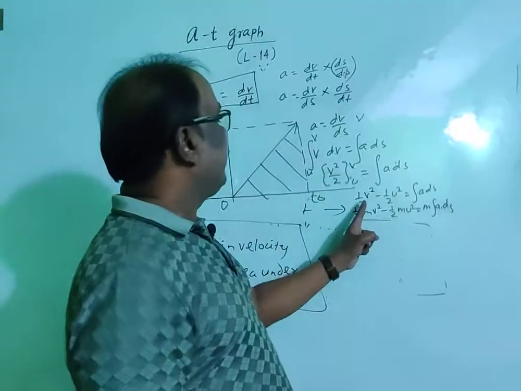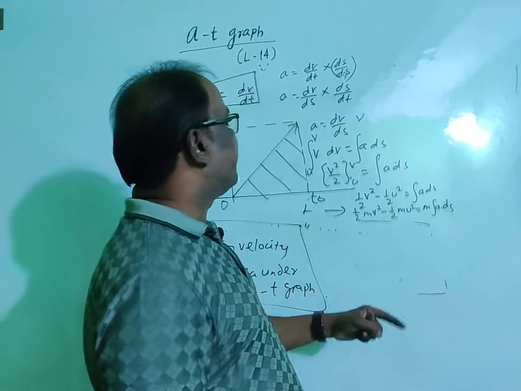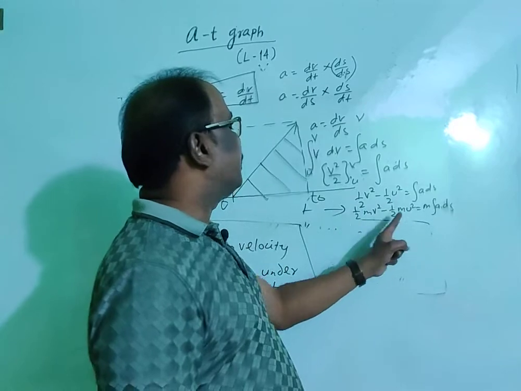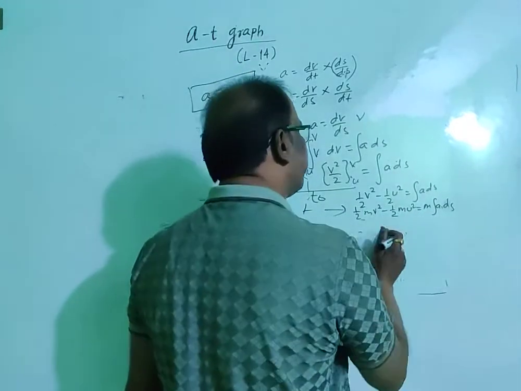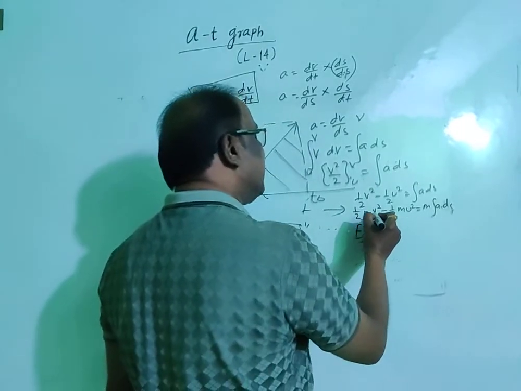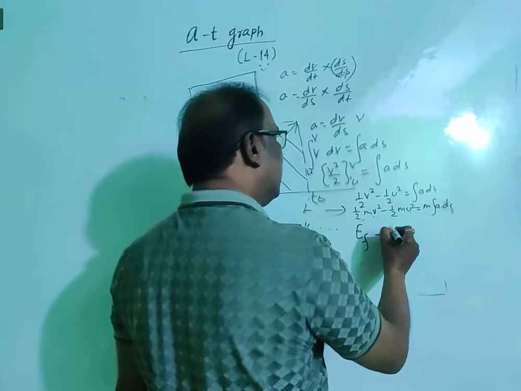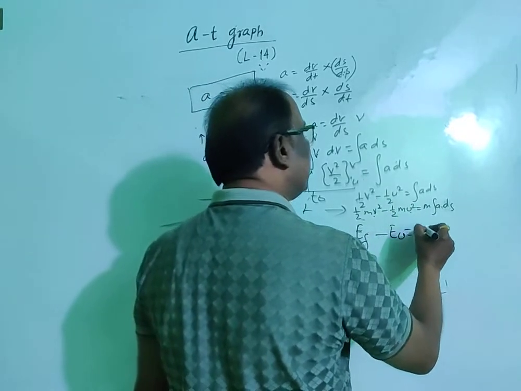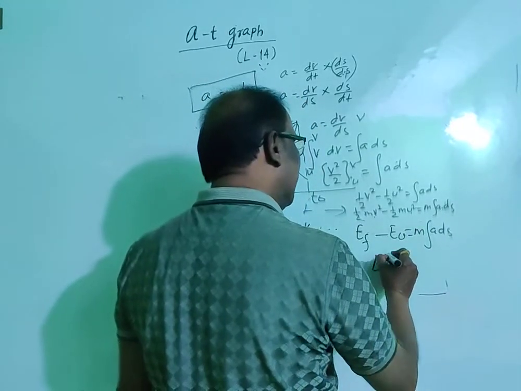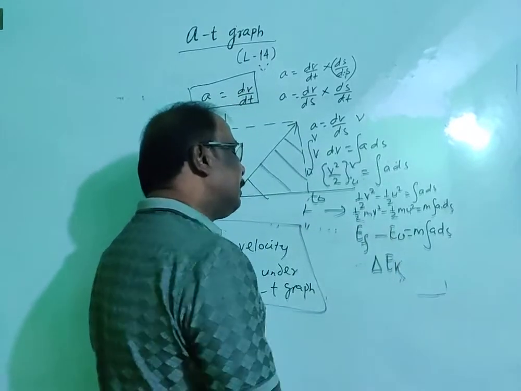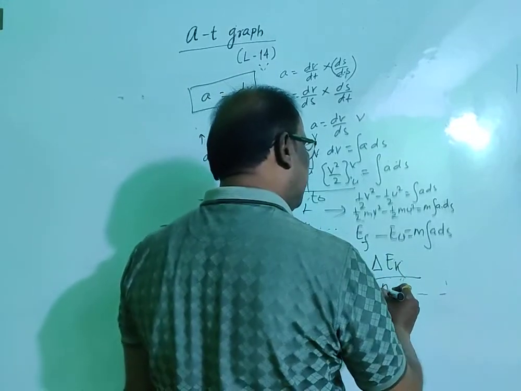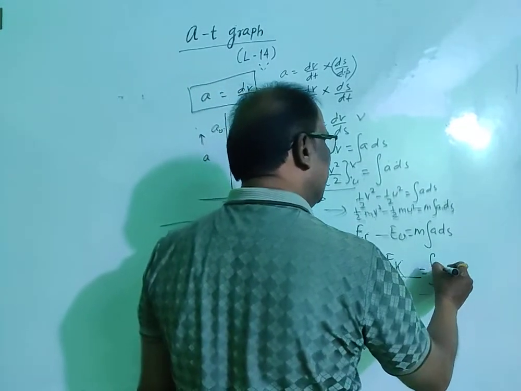Then integrating both sides and putting the limits from u to v, we got half v square minus half u square. Just multiply mass on the left side and mass on the right side. Then this is final kinetic energy, because final velocity is v, and this is initial kinetic energy, equal to m into the integration of a ds, the change in kinetic energy. Final kinetic energy minus initial kinetic energy is the change in kinetic energy, and per unit mass it is equal to a ds.